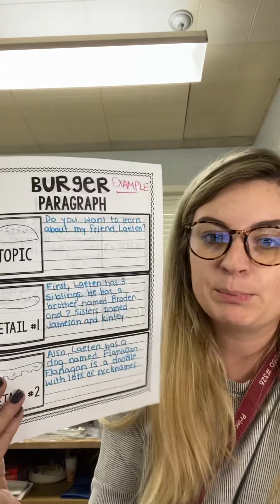Tomorrow, you're going to come up with a topic sentence and one detail. And you're going to write them on this blank burger paragraph page. And so your topic sentence, remember, it can be a question or it can be a statement. So it can say, do you want to learn about my grandparent? Or do you want to learn about my grandma or my grandpa? Or maybe you have a nickname for them. I call my grandma and grandpa Nana and Papa. So I would say, do you want to learn about my Nana? Or you could say, I am going to tell you about my Nana. So you can do either one of those.